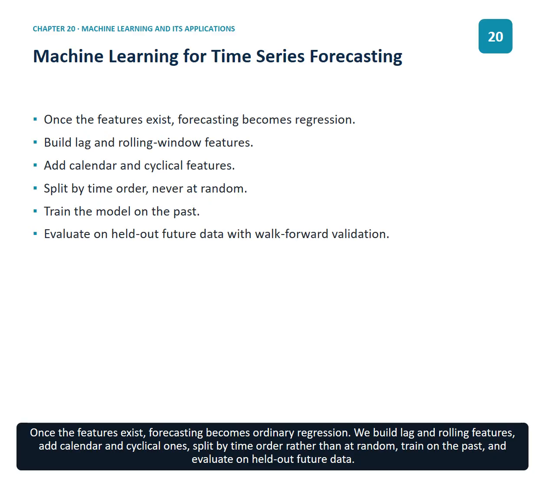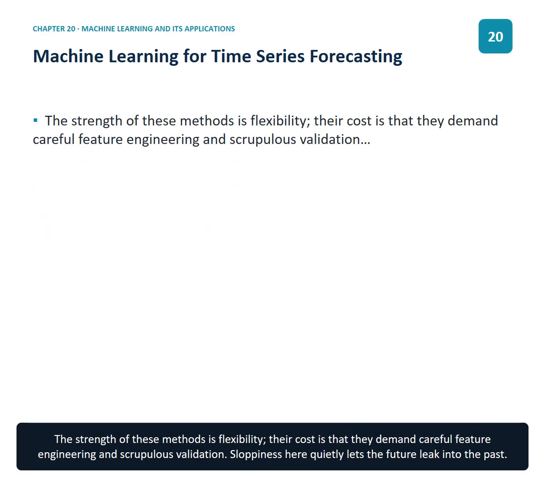We build lag and rolling features, add calendar and cyclical ones, split by time order rather than at random, train on the past, and evaluate on held out future data. The strength of these methods is flexibility. Their cost is that they demand careful feature engineering and scrupulous validation. Sloppiness here quietly lets the future leak into the past.